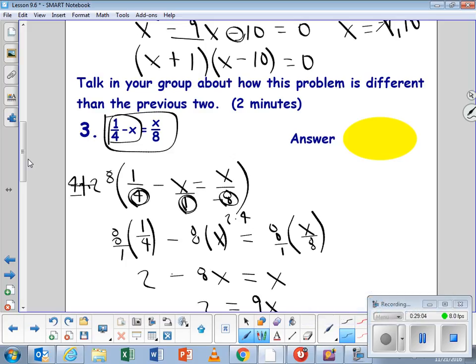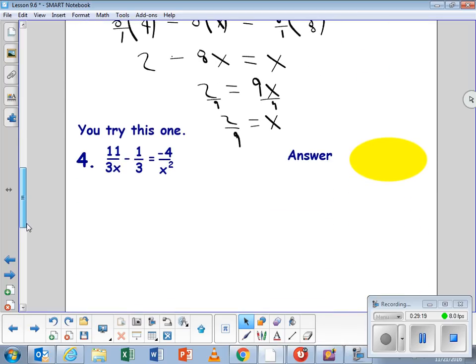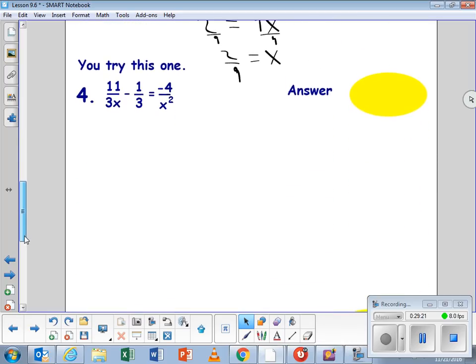Okay? Again, though, you can use your calculator. 1/4 minus 2 ninths. Is that equal to 2 ninths over 8? Use your calculator. The answer is yes. It does work. Okay? Okay, this will be our last one.